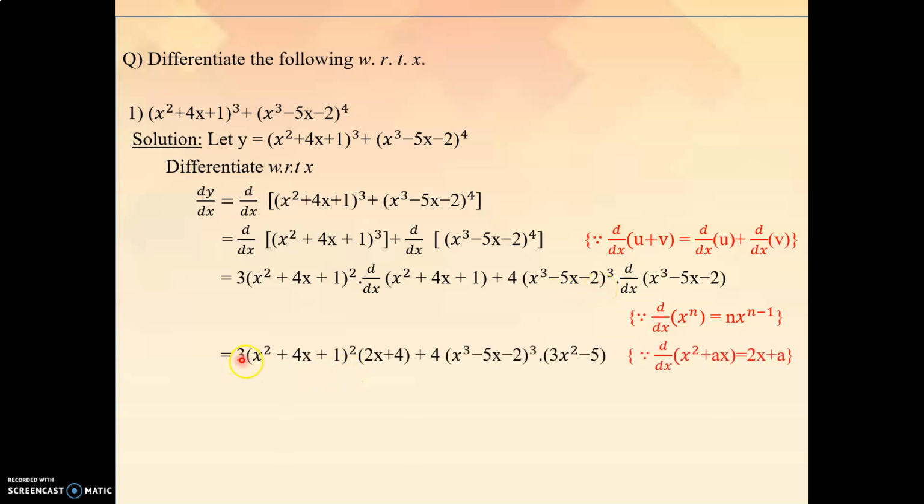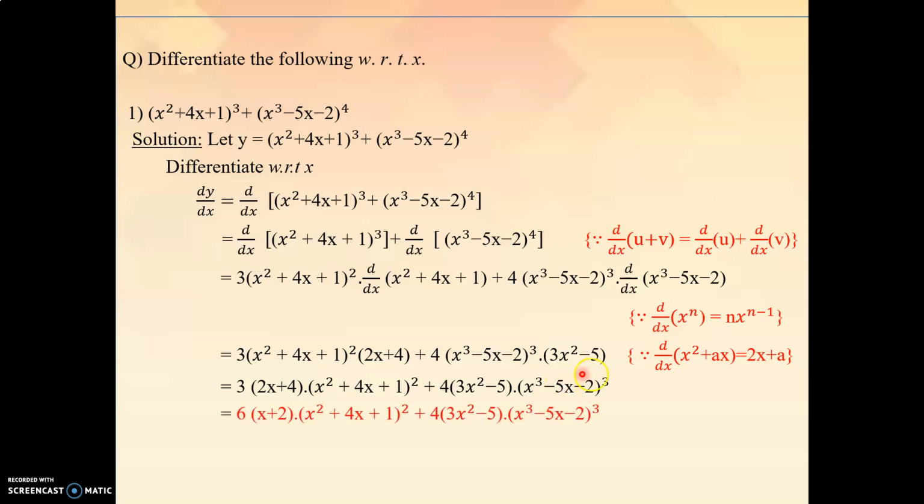So 4 into (x cube minus 5x minus 2) whole raised to 3 into derivative of the inside function. So this will become 3 into (x square plus 4x plus 1) whole square into derivative of x square plus 4x plus 1: derivative of x square is 2x, derivative of 4x is 4, derivative of 1 is 0. Plus the second function again the same: 4 into (x cube minus 5x minus 2) whole cube into derivative of x cube minus 5x minus 2, which is 3x square minus 5. Now we are just adjusting. So 3 into (2x plus 4) into (x square plus 4x plus 1) whole raised to 2, plus 4 into (3x square minus 5) into (x cube minus 5x minus 2) whole cube.